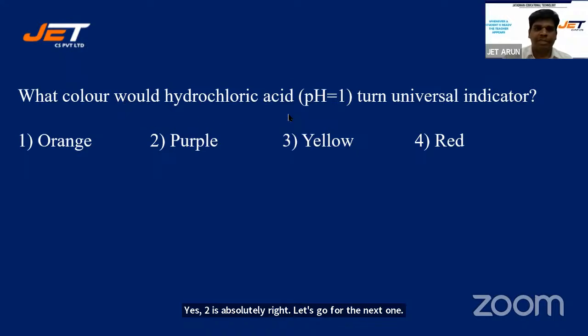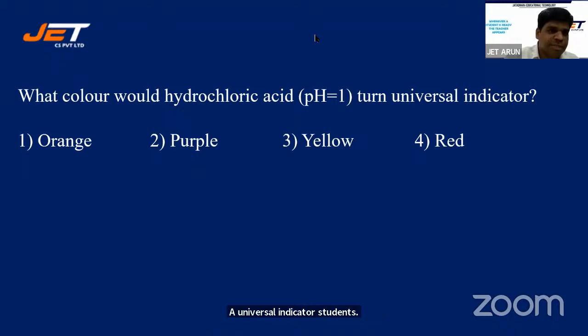What color would hydrochloric acid, pH equal to 1, turn universal indicator? Orange, purple, yellow, or red? Swapna is right. Priya is right. Dikshita, Gayatri, consistent response again.